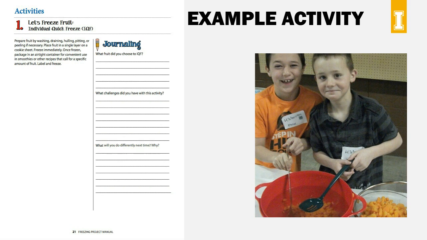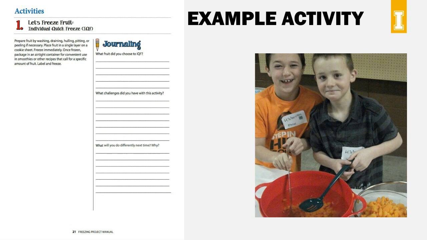So the kinds of activities that are in freezing, you're looking at one: the individual quick freeze. Just to read through a few others: let's make a fruit smoothie, let's freeze fruit in a syrup pack, dry packing, let's freeze fruit without sugar, let's freeze blanched vegetables, convenience foods. There's lots of activities in the book. We've pulled up this one, let's freeze fruit individual quick freeze, IQF. It's a really good one for kids to see and understand how things happen.